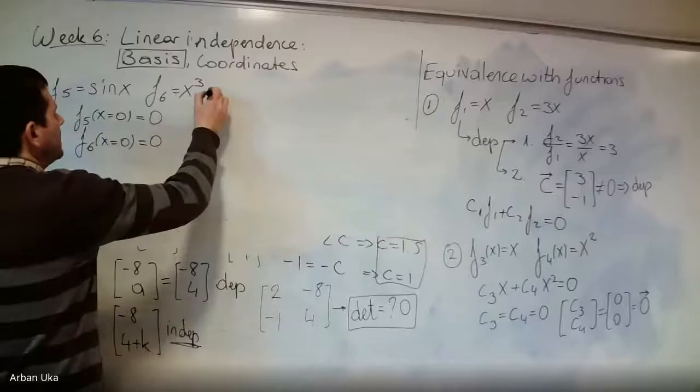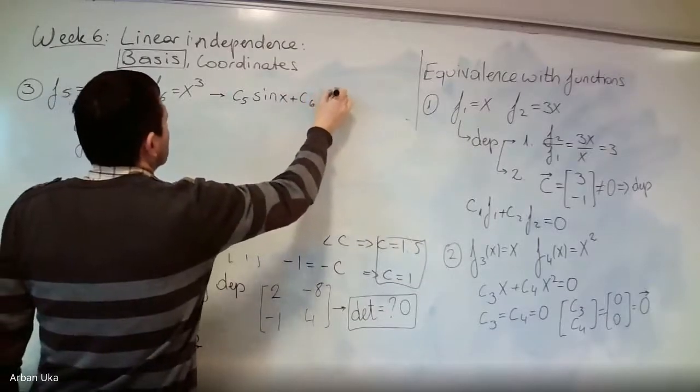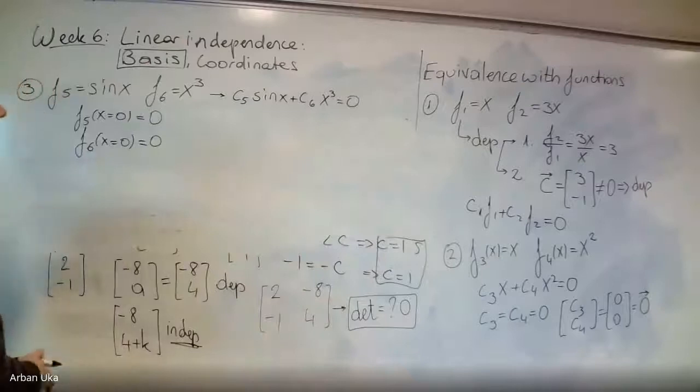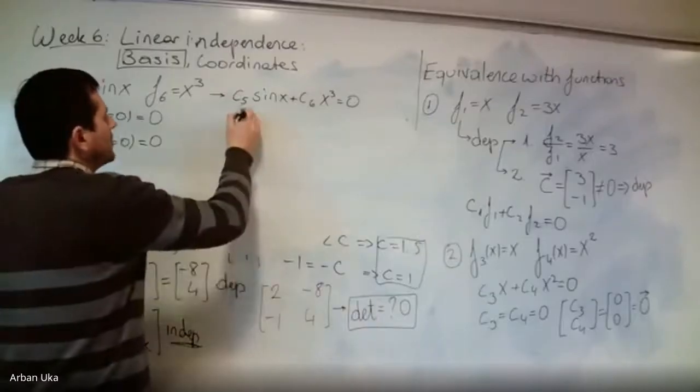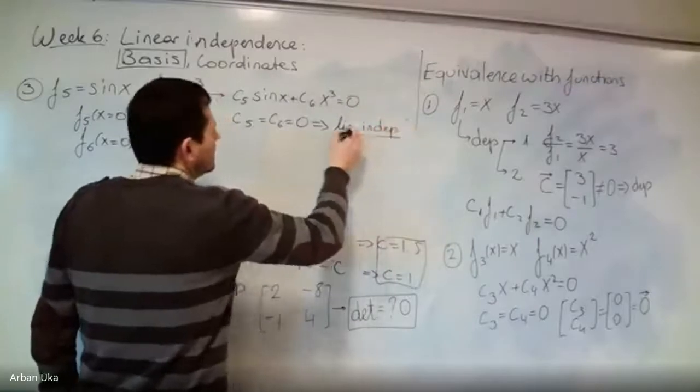Well, we have to follow the method: c5 times sine x plus c6 times x cubed. When is this equal to 0? When both c5 and c6 are equal to 0. That's true. So this one also is true only when c5 is equal to c6 is equal to 0, which means that we have the trivial solution and the functions are linearly independent.